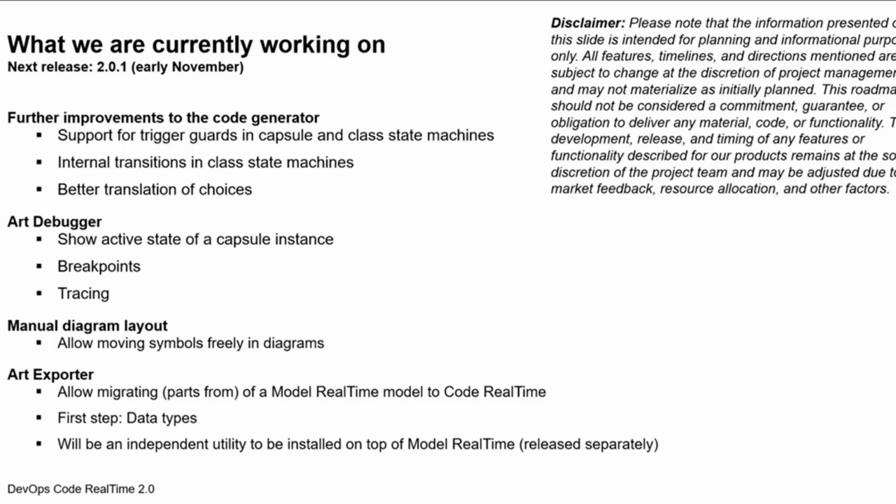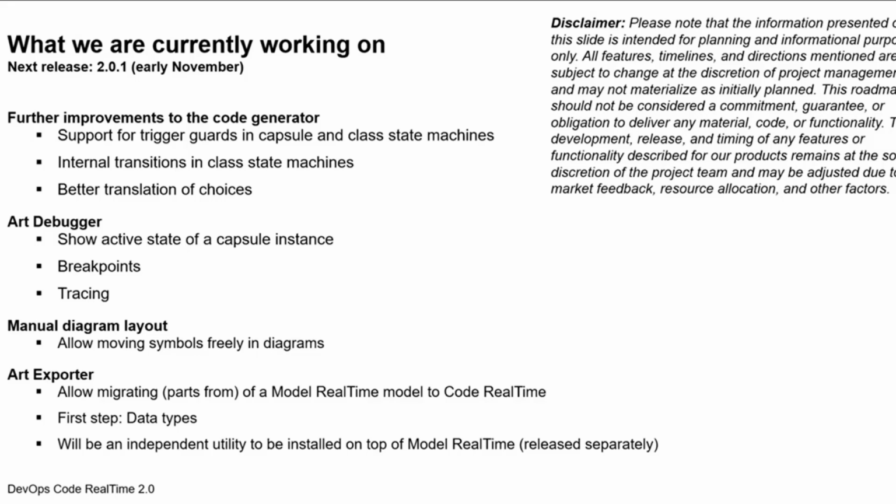We'll continue to work on the code generator to fill gaps, and one gap is the support for trigger guards in capsule and class state machines. They are currently ignored, but we have almost completed that implementation. We also want to support internal transitions in class state machines that are not supported right now. And we have improved and a bit redesigned the way we translate choices to make them better. So that will also most likely go into the next release.